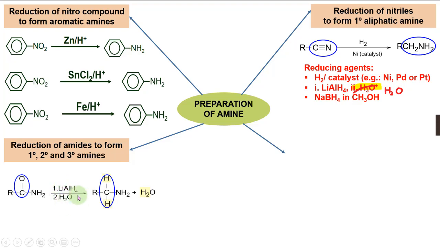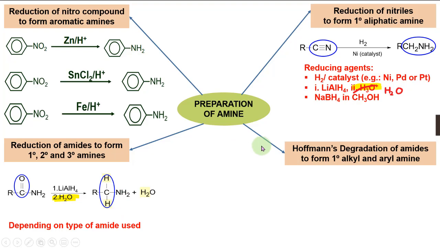Again, the same thing, you cannot use H3O plus because this is a base and it will react with the acid. So we just maintain it as water only, without H plus. The class of amine formed depends on the type of amide used. If you have a primary amide, you form a primary amine, a secondary amide gives a secondary amine, and so on.